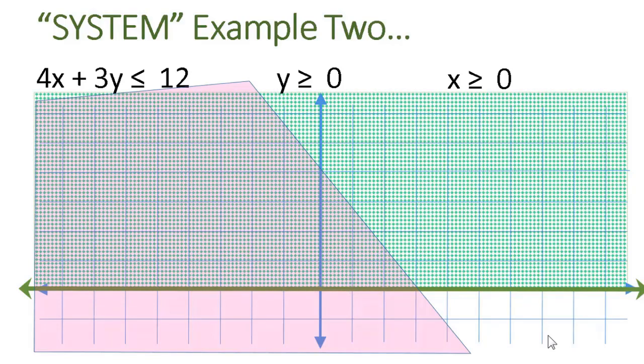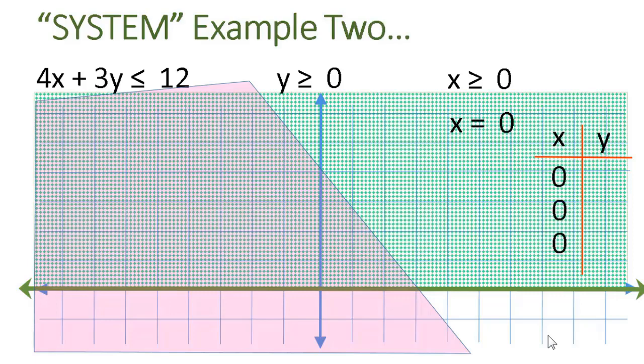I still have this third one. X is greater than or equal to 0. We want x to be positive. So I pretend x equals 0, and much like the other one, I'm going to put in points. But in this case, I don't get a choice for x, you may recall from our previous graphs in the last section. I don't get a choice. X has to be 0 every time.